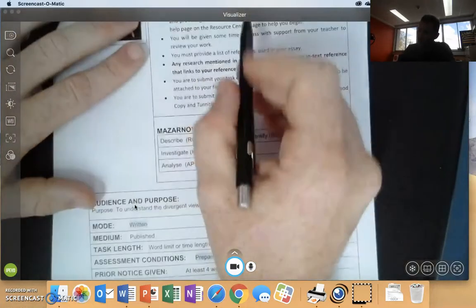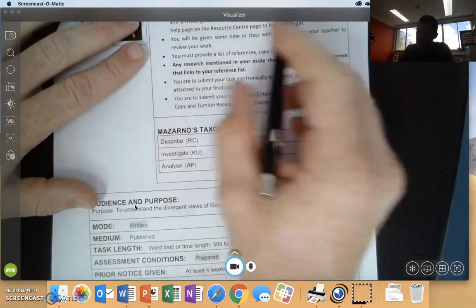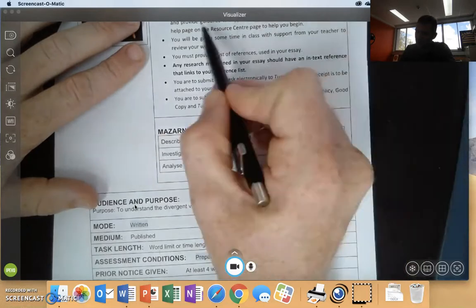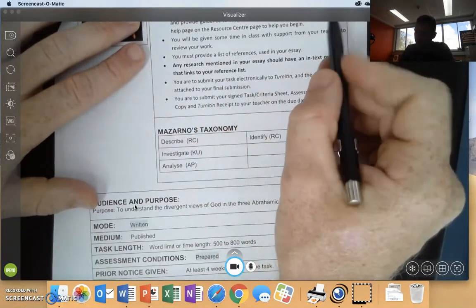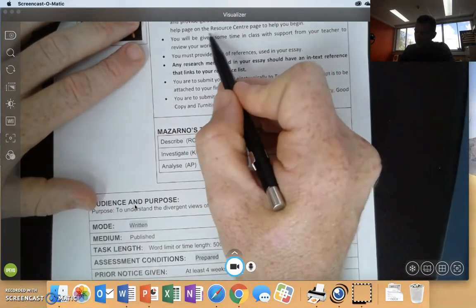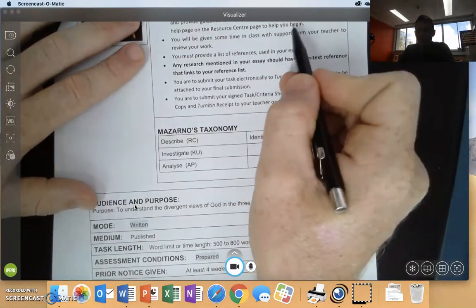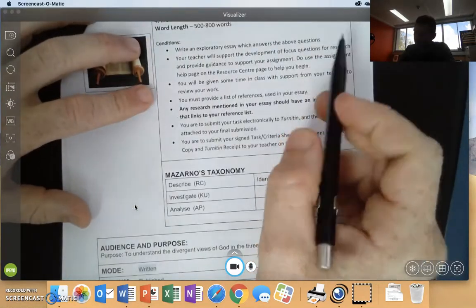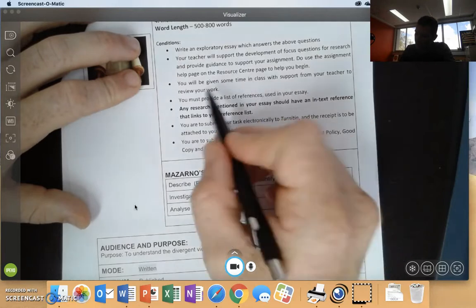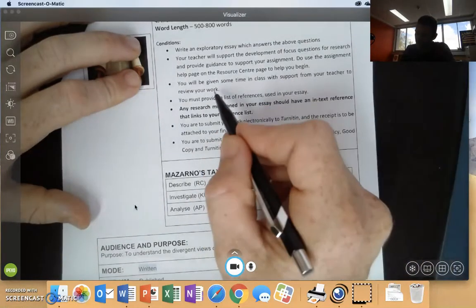Write your exploratory essay which answers the above questions. Your teacher will support the development of the focus question for research and provide guidance to support your assignment. Do use the assignment help page in the resource center page to help you begin. I encourage you to use that, please. You'll begin some time in class with support from your teacher to review your work.